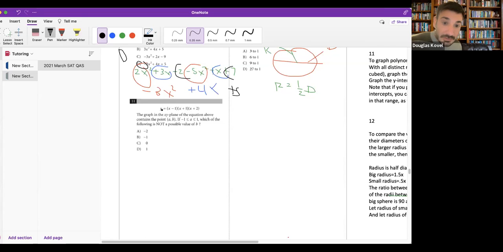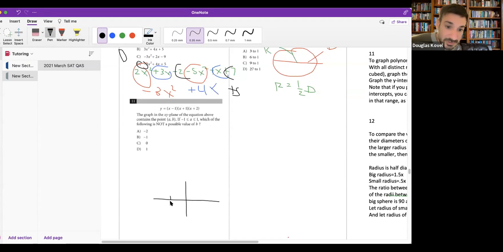So here they give you this equation of a polynomial function: y equals x minus 1 times x plus 1 times x plus 2. And they tell you that the graph of this equation, so I'm just going to draw a coordinate plane, has the point A, B. A represents the x coordinate of some random point, and B is the y coordinate. And they tell you that negative 1 is less than or equal to A, which is less than or equal to 1. They want to know which of the following is not a possible value of B.